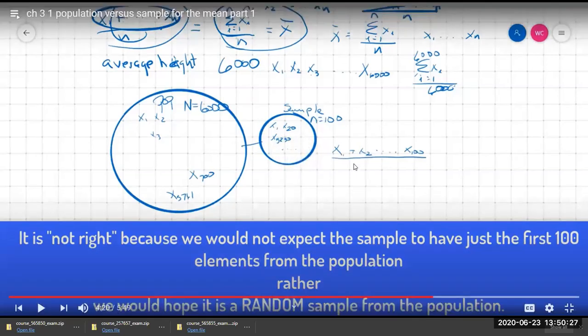So here I didn't really take a random sample, or I meant that I was taking a random sample, but I used this notation of x1, x2, x3. So you might think I got the first 100 people, and that is not really random. But anyway, I was just using the notation in that way. So anyway, we're just taking 100 people, and then we're going to divide by 100.